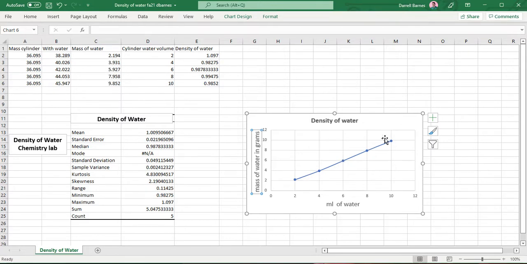And so this is the nice graph that we get. And so I did a Tool Pak add-on and found out that my mean, my average density of water is 1.0095, 1.010, something like that, which is probably not too bad.